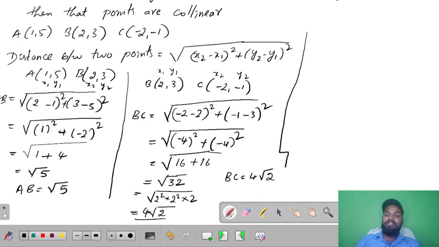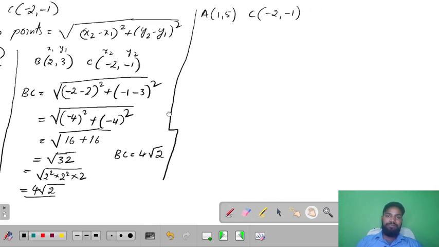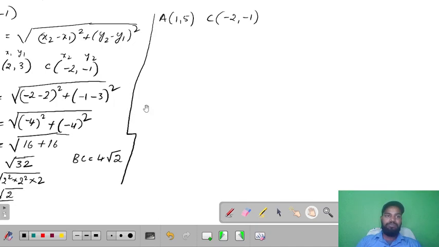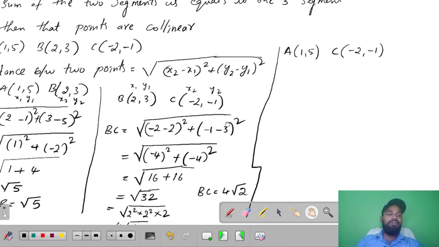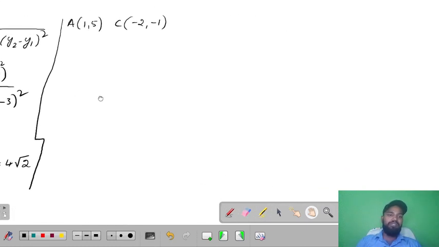What is the next one here? The next point is AC. Okay, what is A? 1 comma 5. And what is C? C is minus 2 comma minus 1. So we should find this one now. So the points are correct, right? Minus 2 comma minus 1 and 1 comma 5. So we should find the distance between the 2 points.